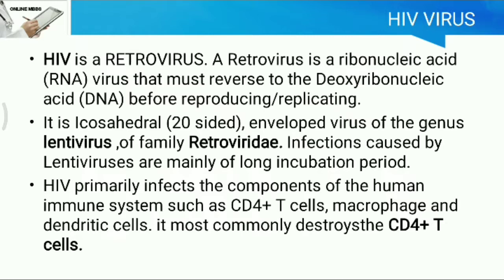Now let's know what the HIV virus is. HIV is a retrovirus. A retrovirus is a ribonucleic acid, that is RNA virus, that must reverse to deoxyribonucleic acid, DNA, before reproducing or replicating. It is icosahedral, that is a 20-sided enveloped virus of the genus lentivirus of family Retroviridae.